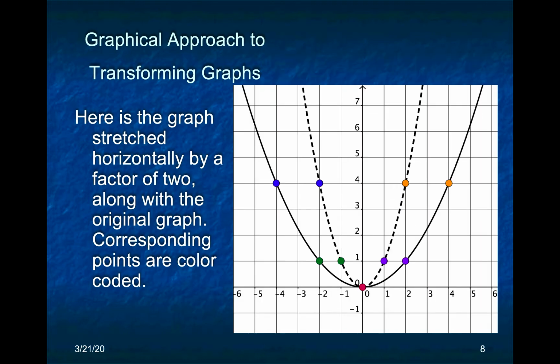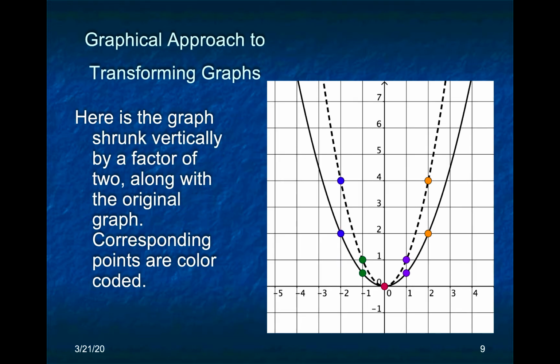In this case, I have a horizontal stretch by a factor of 2. So in this case, each of the x values gets multiplied by 2, while the y values of the points remain the same. In this case, the y-axis is remaining fixed, and the graph is being pulled away from the y-axis.